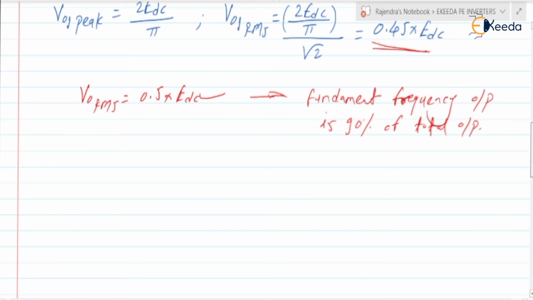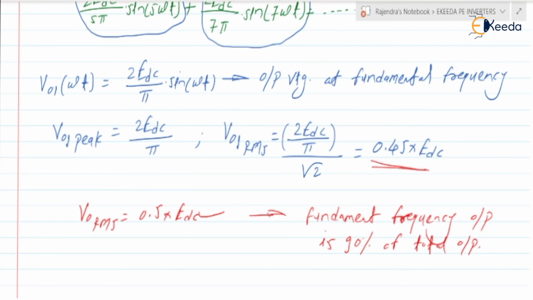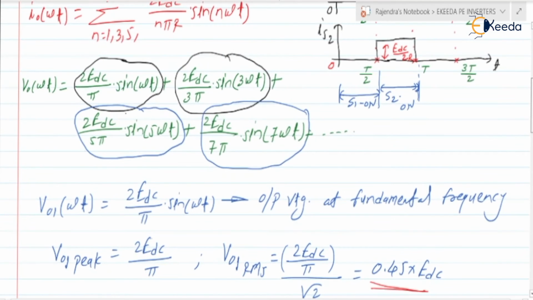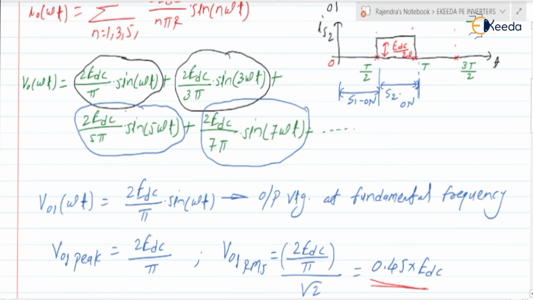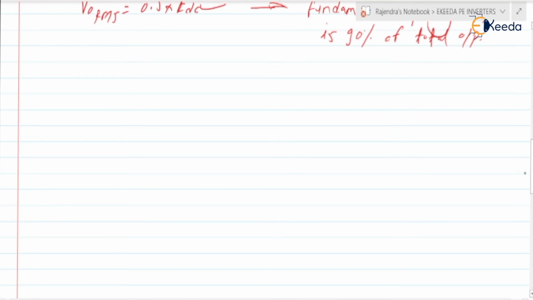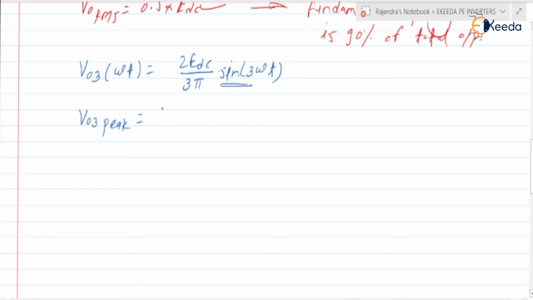Similarly, can we write it for V03 of omega t? Yes, we can write V03 of omega t. What is V03 of omega t? It is 2 EDC by 3 pi into sine of 3 omega t, right? So V03 of omega t is equal to 2 EDC divided by 3 pi into sine of 3 omega t. Therefore what is the peak value? It is also sinusoidal, right? So the peak value is 2 EDC by 3 pi. So V03 peak is equal to 2 EDC by 3 pi.